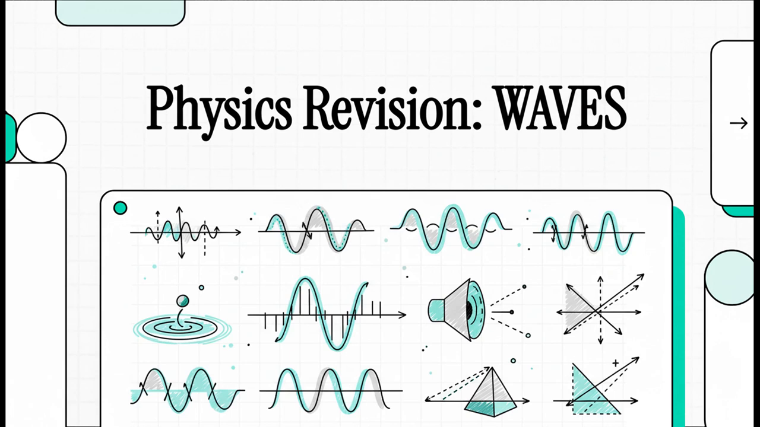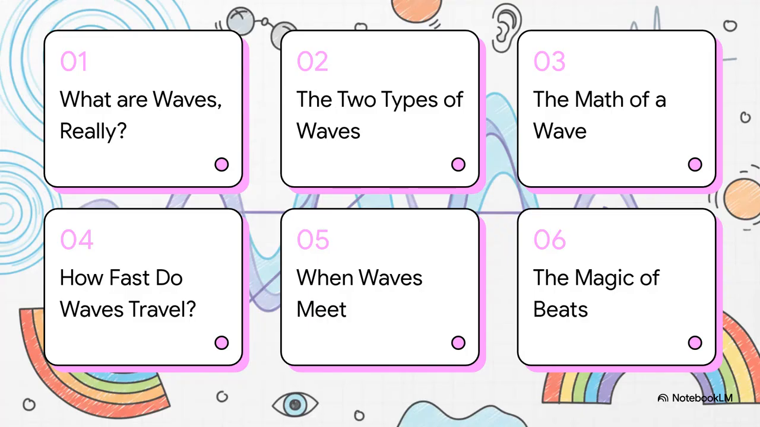Today, we're going to master the chapter on waves, and I promise you, we'll make it super simple. So, what's on the menu today? We'll start with the basics. What are waves, really? Then we'll look at the two big types you need to know. After that, yes, a little bit of math, but trust me, it's not scary. We'll figure out how fast they travel, what happens when they meet, and then we'll end with something super cool called beats. Sound good? Let's do this.